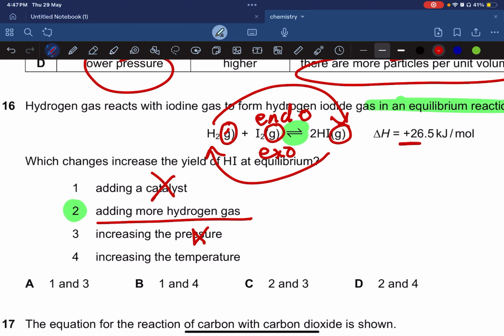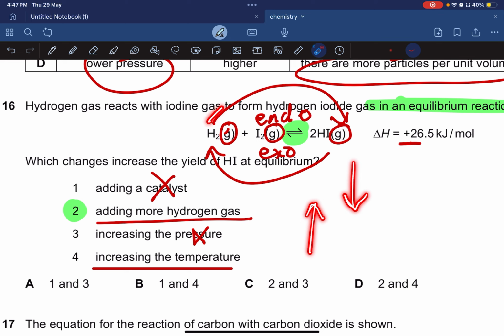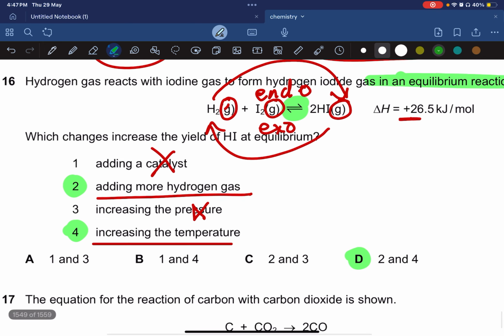Increasing the pressure is going to have no effect, because there is an equal number of moles of gases. Increasing the temperature. If I increase the temperature, what will equilibrium do? Equilibrium will try to decrease the temperature, and to decrease the temperature, it does the endothermic reaction. That means it's going to move forward and more HI is going to be formed, which makes option 4 correct. So it's D, which is 2 and 4.